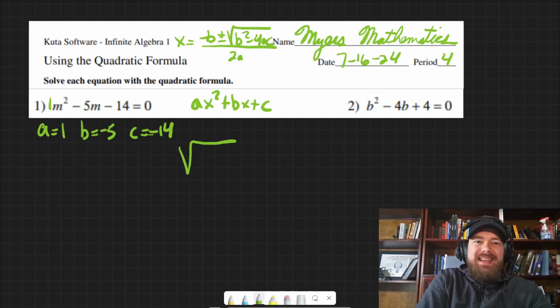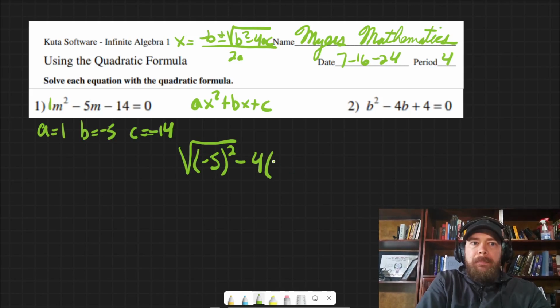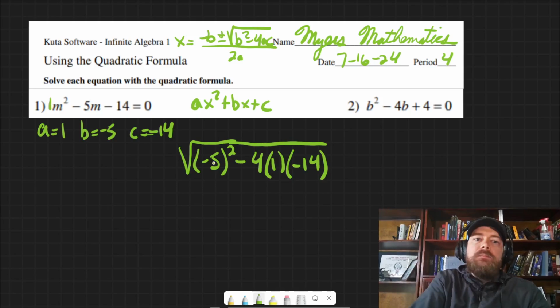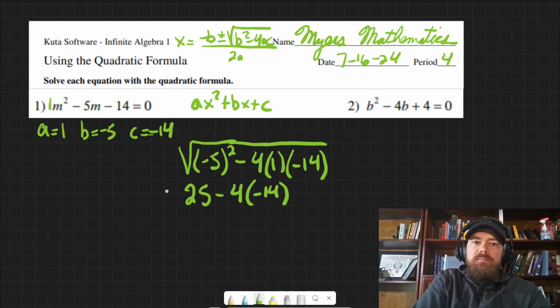B is -5, minus 4ac. All right, so I'm going to do this part off to the side. And so that's going to be 25, and then a minus 4 times a 1 would still be a minus 4, right? So it's minus 4 times negative 14.